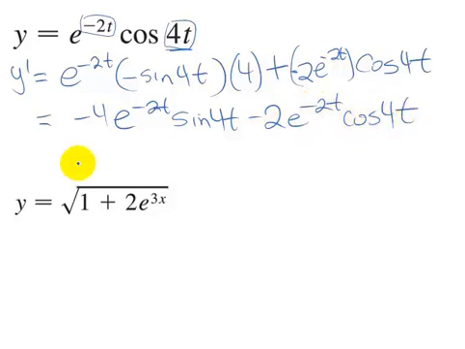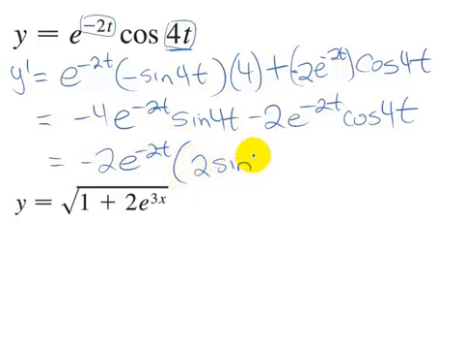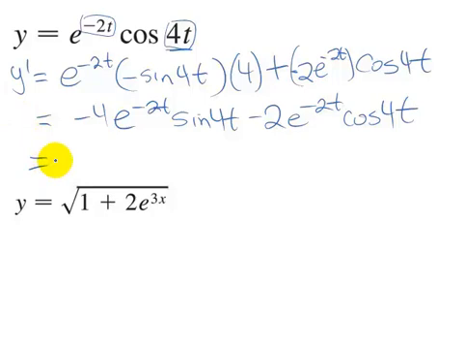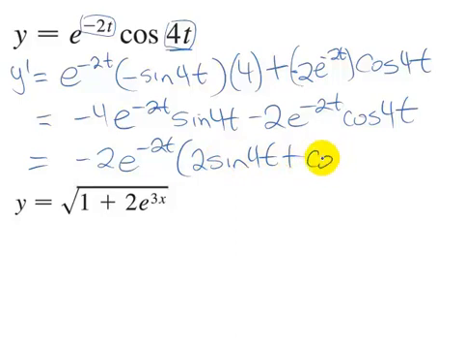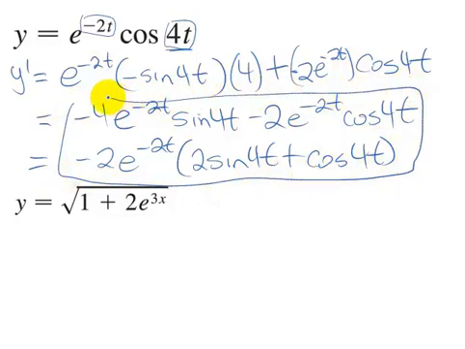Now it's fine to express it like this. It's also common to factor out common factors, and so we could express this by factoring out a common factor: negative 2e to the negative 2t, and that would leave 2 sine 4t plus cosine 4t. Either one of these is a totally fine way of expressing the derivative.